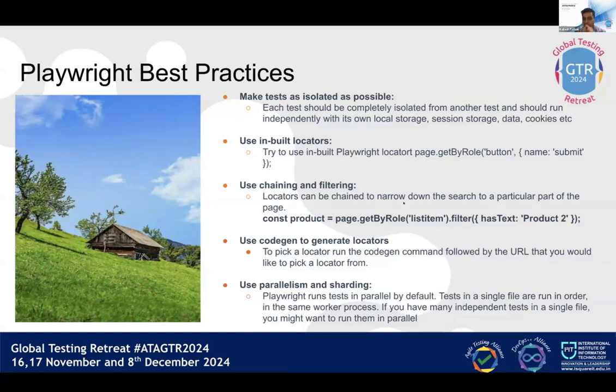Inbuilt locators. It is recommended by Playwright also. They have so many inbuilt locators: get by role, get by attribute, get by ID. We have to use the inbuilt locators. Chaining we can do definitely to filter the data. We don't need to write a long locator. We can just filter. Like here you can see we get the list item, then I'm filtering the product. Codegen we can use, sharding we can use, and the browser context concept we can use to run the application in a single browser instance. So these are some of the best practices that we have to follow.